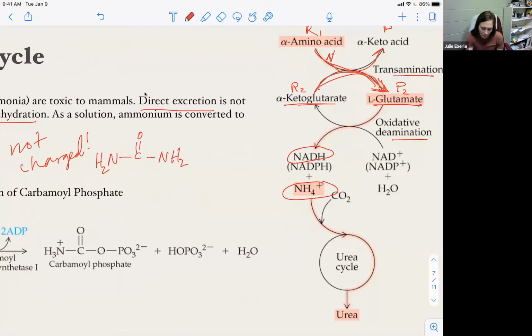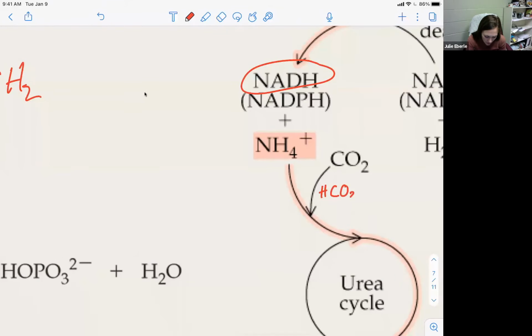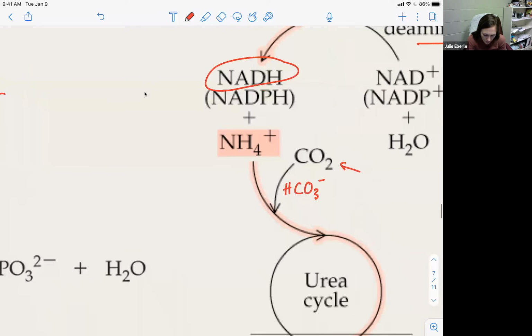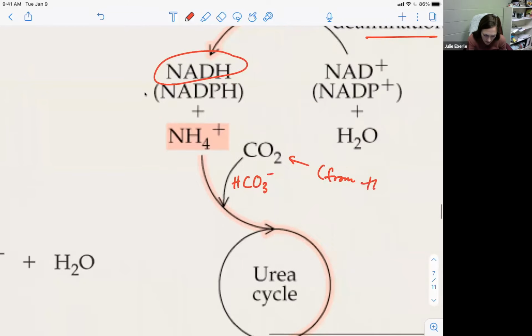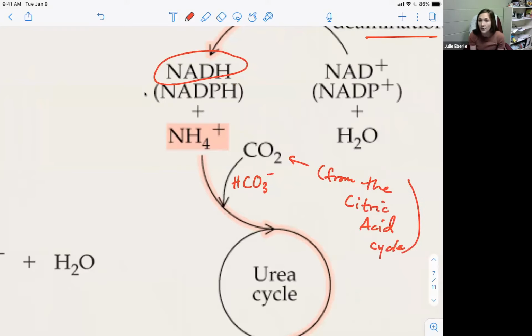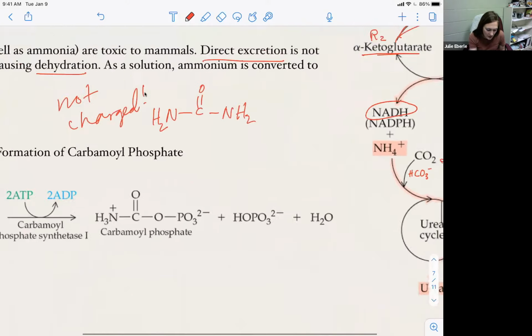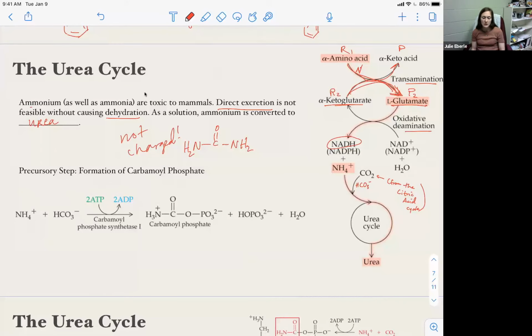Once we have the free ammonium ion, it's going to feed right into the urea cycle, but we're going to have to react it. Here it shows CO2, but this CO2 actually makes bicarb, HCO3-. This CO2 comes from the citric acid cycle. You know how in steps 3 and 4 of the citric acid cycle, we make CO2? That CO2 comes here, it reacts and makes bicarb, and that reacts with NH4+ in this reaction that you see right here. It's a precursory step, formation of what's called carbamoyl phosphate.